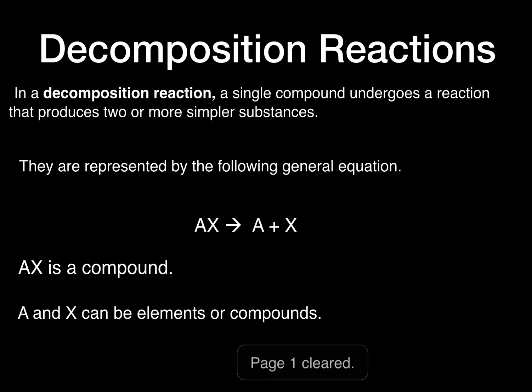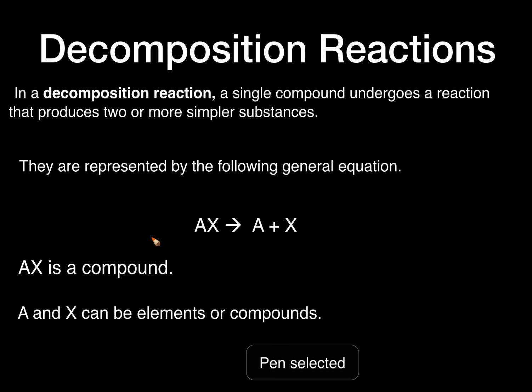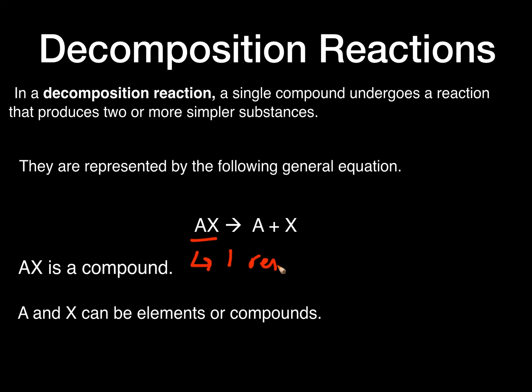Okay, so let's get on to decomposition reactions. In a decomposition reaction, a single compound undergoes a reaction that produces two or more simpler substances. They are represented by the following general equation. AX will break down and produce A plus X. And just like before, AX is a compound in which, in this equation, we have one reactant. And A and X can be elements or compounds. We have two products.